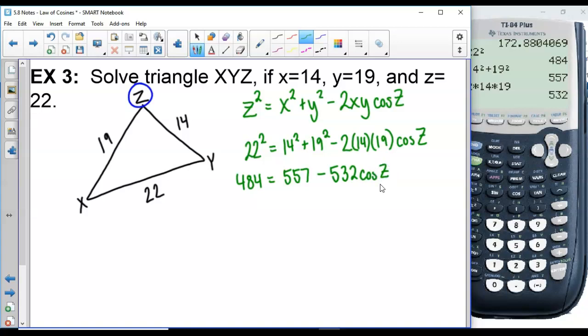And whenever you do this, do not combine these two right here. This is like having 557 minus 532x. You can't combine them. They're not like terms. So you've got to solve for that z right there. So you'll have to subtract 557.